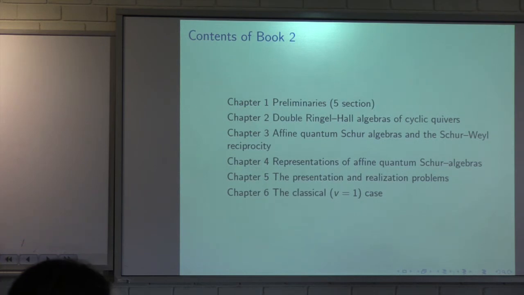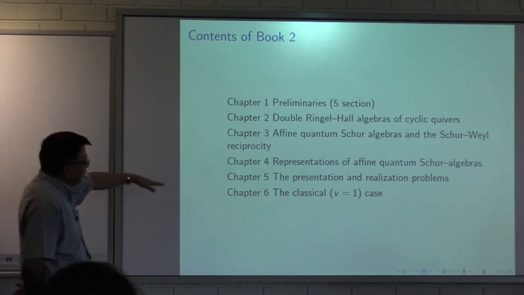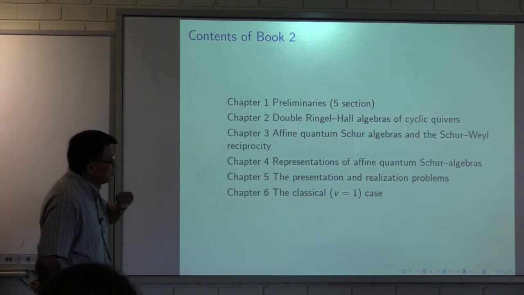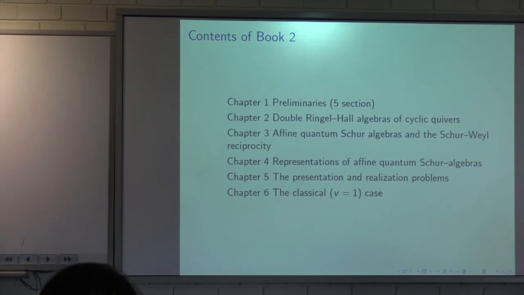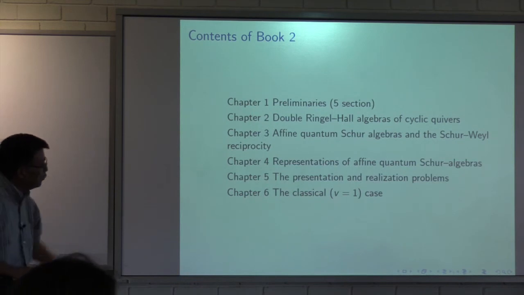Quite interestingly. Then we look at the affine quantum Schur algebra. Schur introduced the Schur algebra over 100 years ago. Then you have the quantum version. Now you have the affine quantum version. So that's basically an infinite dimensional algebra. How do you determine or classify the irreducible representations, etc.? So this is chapter 4.